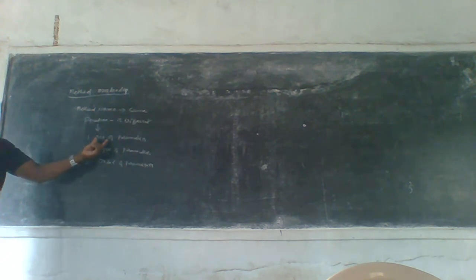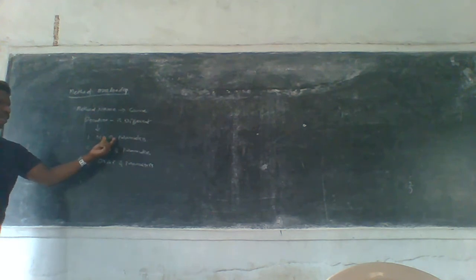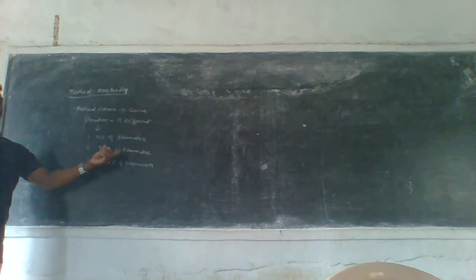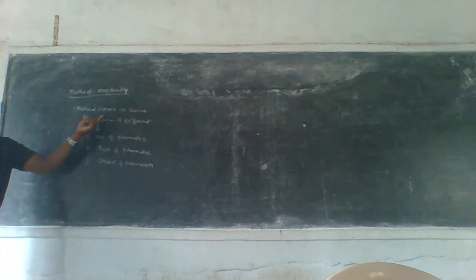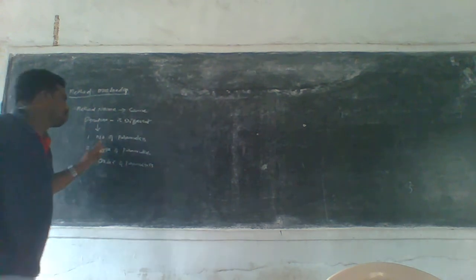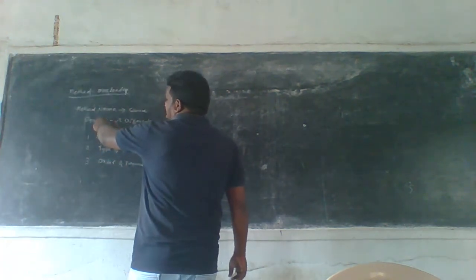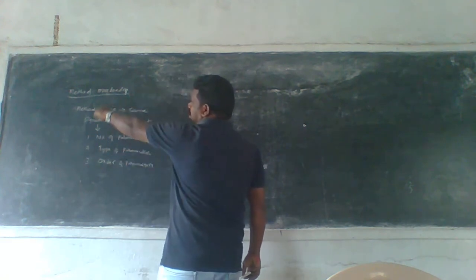Signature means the number of parameters, or the type of parameters, or the order of parameters. Method name must be the same and the signature must be different. That is called method overloading.